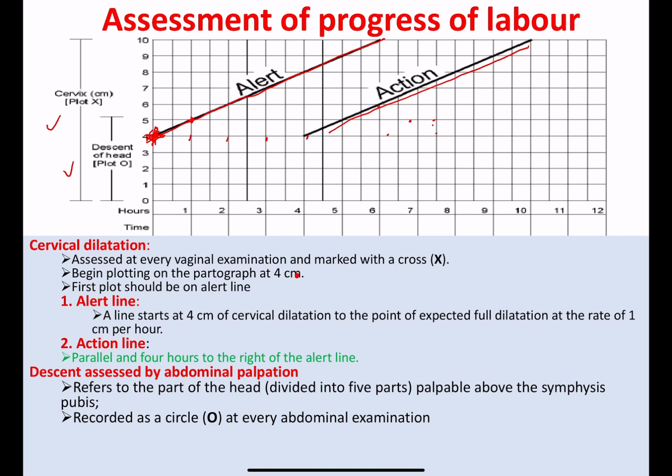Now about the descent of the fetal presenting part. As the head descends, it moves toward the pelvic brim, and this is divided into 5 parts. If the head is completely above the symphysis pubis, it is called 5/5 descent of the fetal head. As we already mentioned, the descent of the fetal head is plotted by a small zero, a small circle, and it will be palpable at the symphysis pubis. If the head is 5/5 palpable, then we will mark 0 over here. And if it is 1/5 palpable, then we will mark 0 over here.